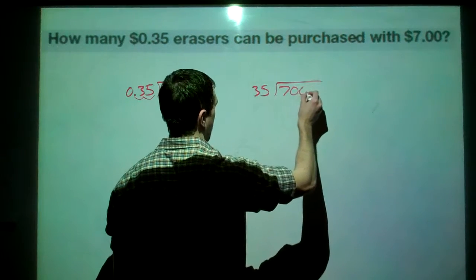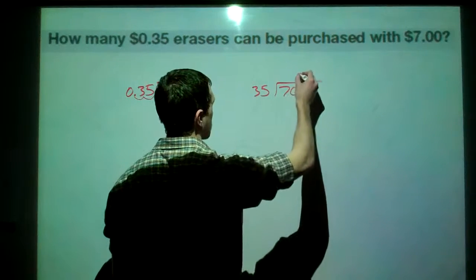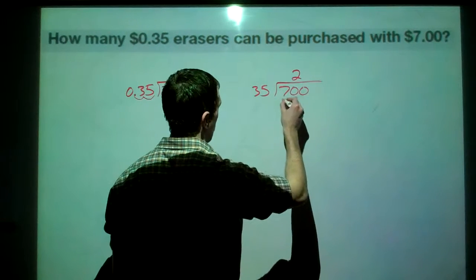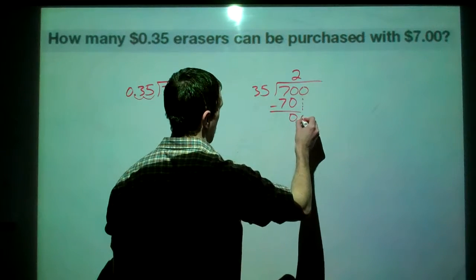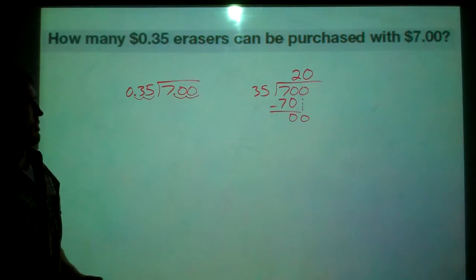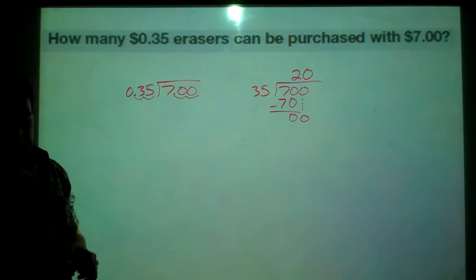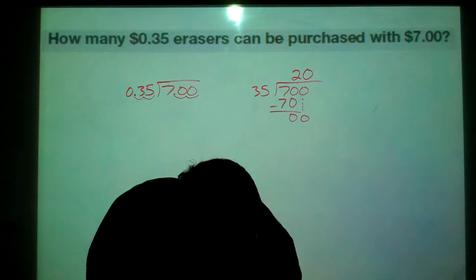Alright, 35 goes into 70 twice. 2 times 35 is 70. Subtract, bring down our 0. 35 goes in there 0 times. So we should be able to get 20 erasers at 35 cents if we have $7 with us.